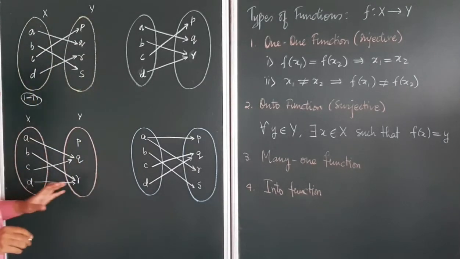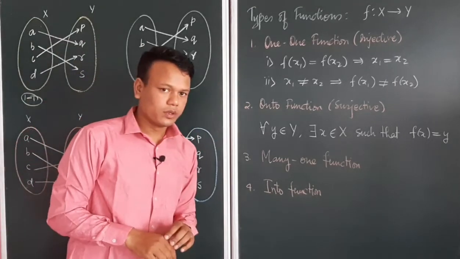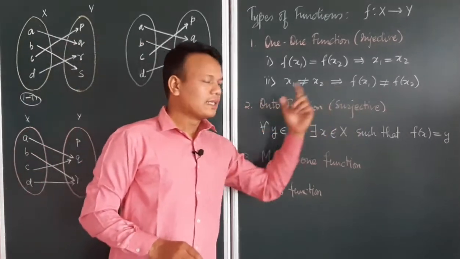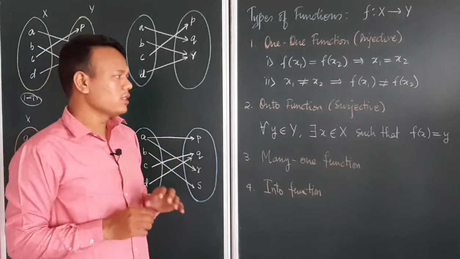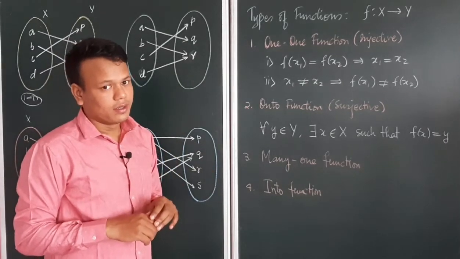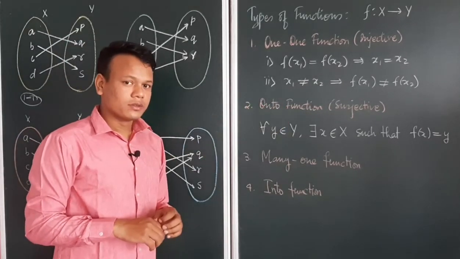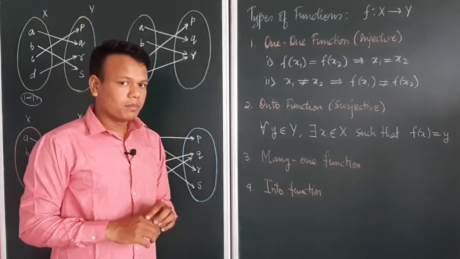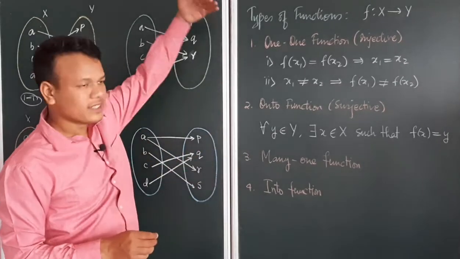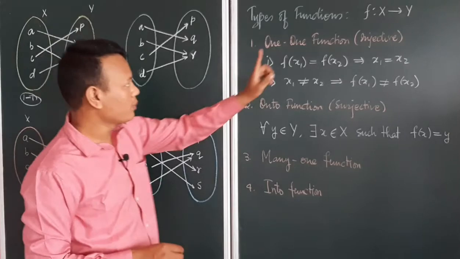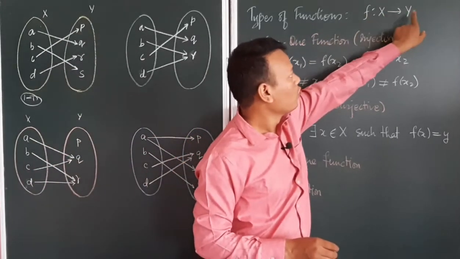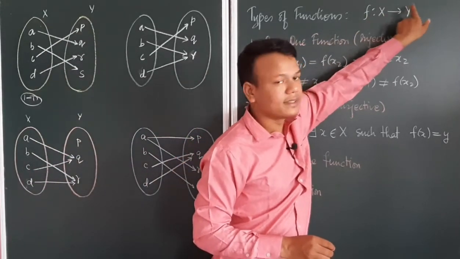Next is onto function. Onto function is also known as surjective function. What's the meaning of this? Let's try to understand. In onto function, one thing that you need to keep in mind is you always have to look at the second set. For example, if my function is from x to y, we always need to look at the second set, that is y.